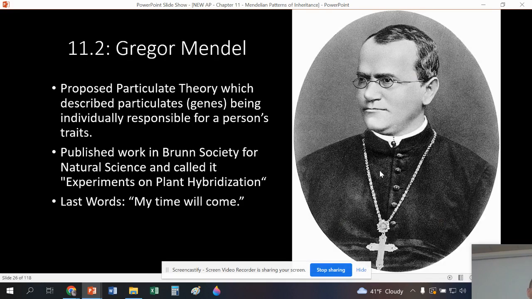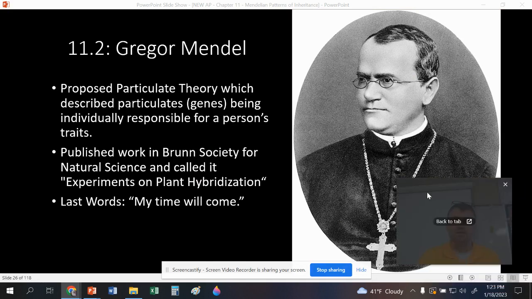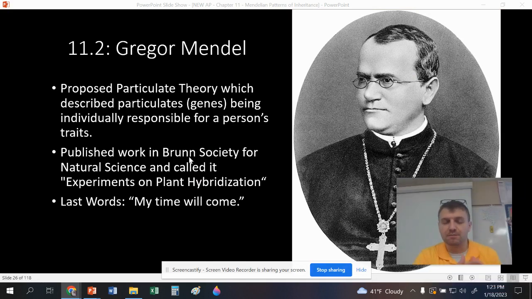Now, Mendel published his work, and he called it the particulate theory. It wasn't perfect, but it gets us on our way to understanding genetics. He isn't really known at the time as being this monumental scientist. We look back and understand he was well beyond his years. But his last words were, "My time will come," because he understood how important his information and his data was.